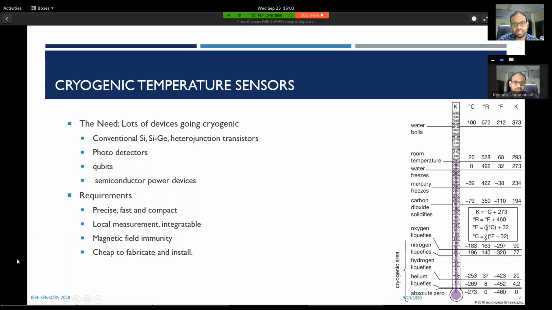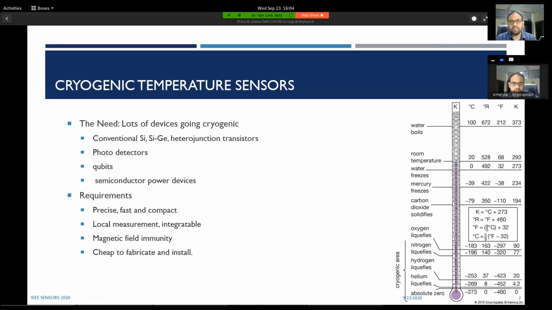The requirements for temperature sensors under these conditions are similar to every other sensor. It has to be precise, it has to be fast and compact, right? They require local temperature measurements and to be integratable, because you can have regions which suddenly get very high temperatures, and these are superconductors and devices which will lose their property if even there's a slight change in the temperature. And they will all like to have magnetic field immunity, because most of the superconductors or qubits, for example, operate at very high magnetic fields which should not affect the temperature sensor. And it has to be cheap to fabricate and install, and mass fabricate and such.